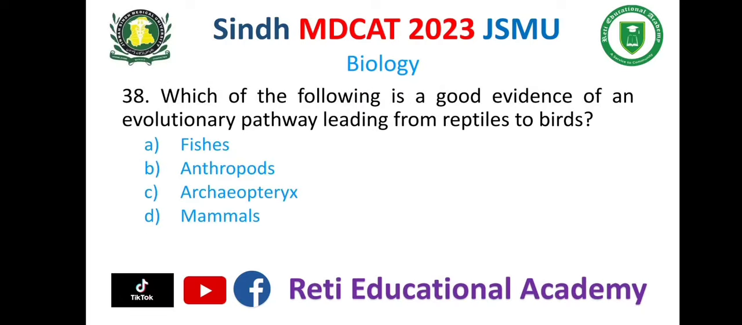Inhibitor. Question number 38. Which of the following is a good evidence of an evolutionary pathway leading from reptiles to birds? A. Fishes, B. Arthropods, C. Archaeopteryx, D. Mammals. And the correct option is Archaeopteryx.